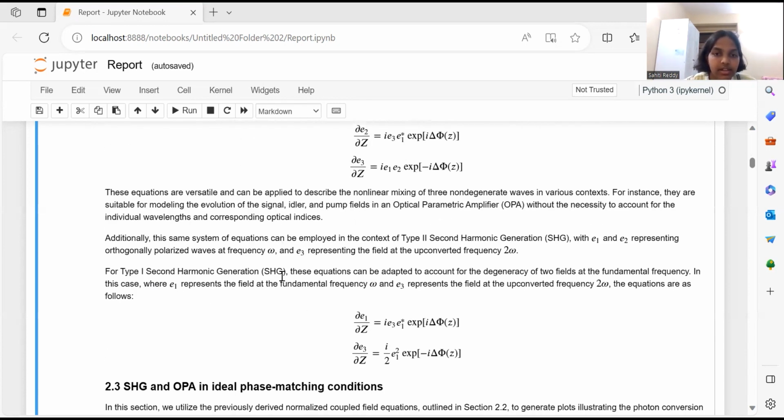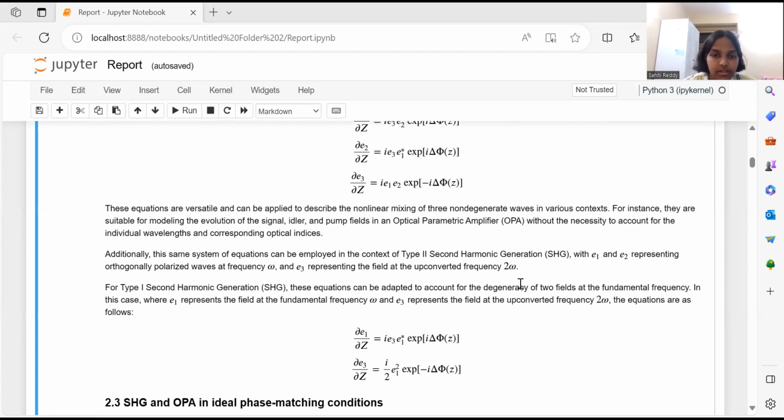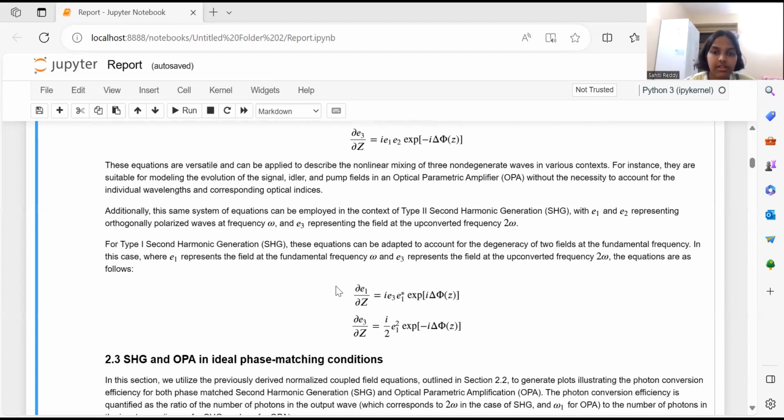So for type 1 SHG, we can use these equations considering E1 to have a frequency omega, E2 to also have frequency omega, and E3 to have the upconverted frequency 2 omega. We get equations as follows. Dou E1 by dou Z is equal to i E3 E1 star exponential of i delta phi C. Dou E3 by dou Z is equal to i by 2 E1 square exponential of minus i delta phi C.